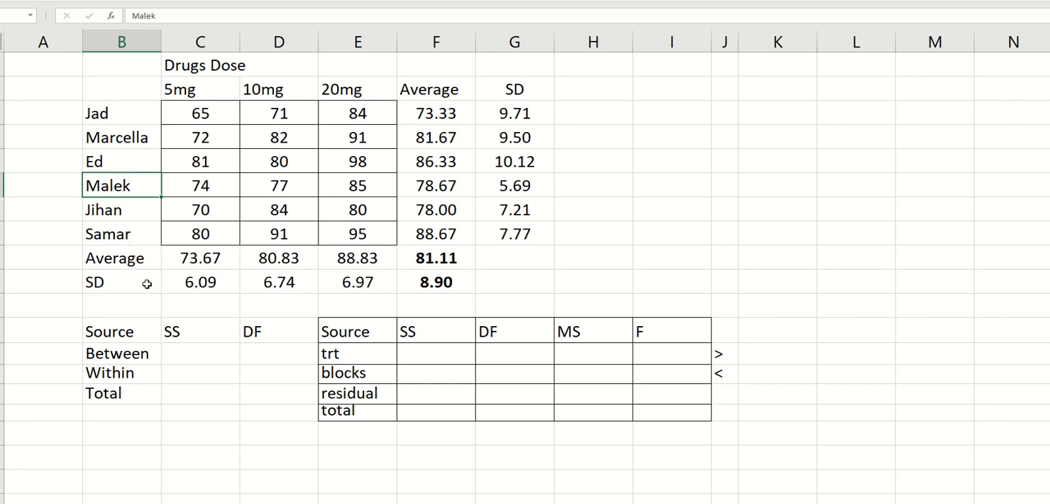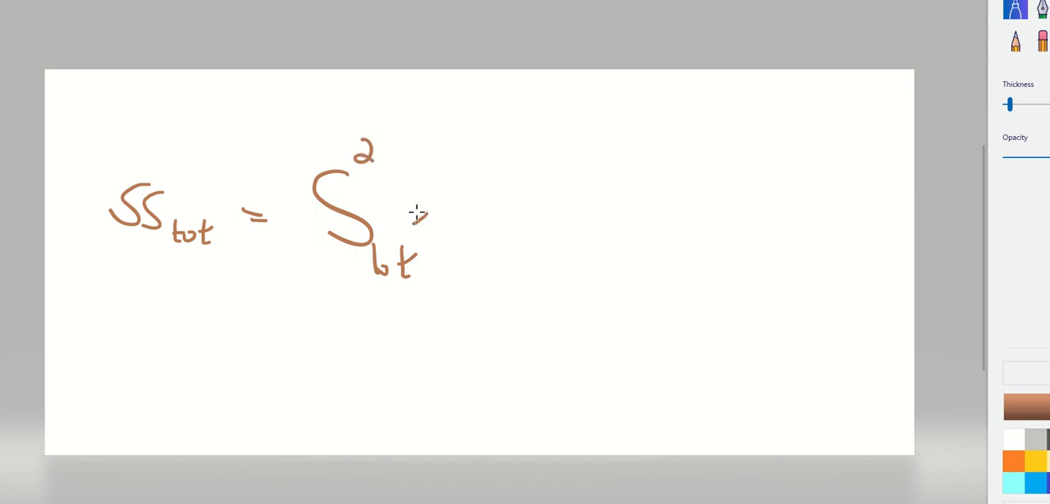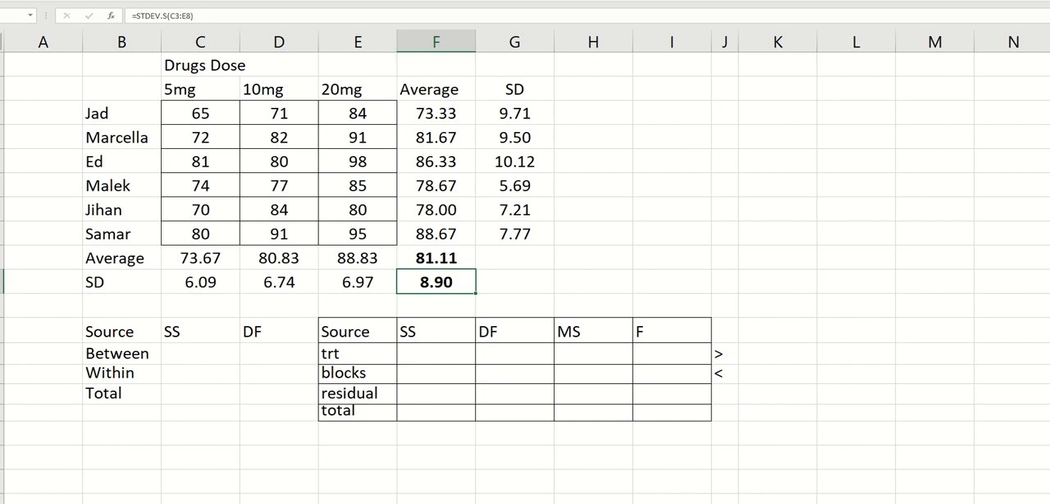So what I'm going to do first is calculate the sum of square total. Why? This is the advantage of having the standard deviation for the entire data set. If you have the standard deviation of the entire data set, you use the following formula: sum of square total is nothing but the standard deviation total, you square it and multiply by the degrees of freedom, meaning n minus 1.